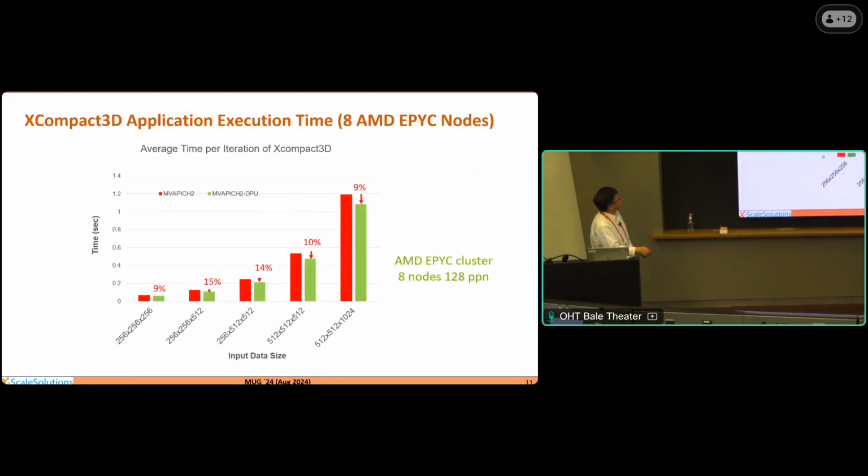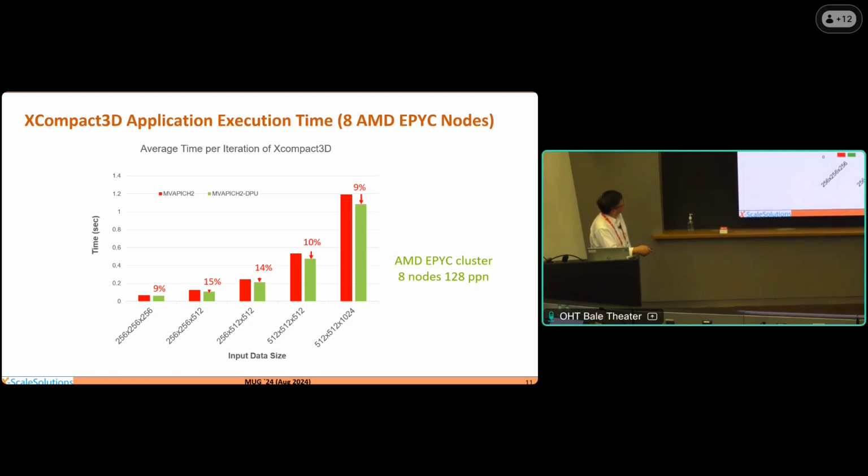And this one is for the fourth application, I should say. It's called X-Compact 3D. It's incompressible, used for flow dynamics or that type of application, and this is a kernel for that. We're running this one on an AMD system. As you can see, similarly, we can achieve between 10% and 15% based on different problem sizes. And this one uses 8 AMD nodes.